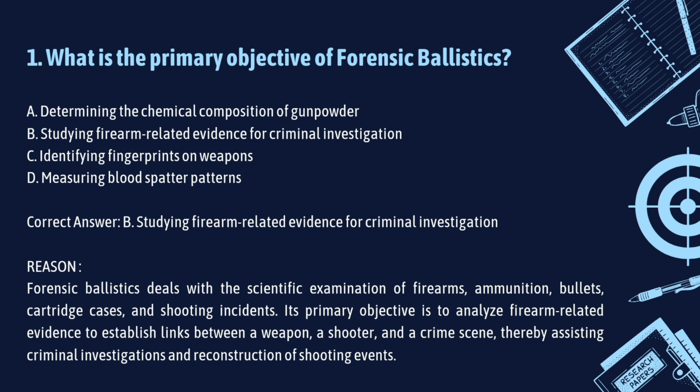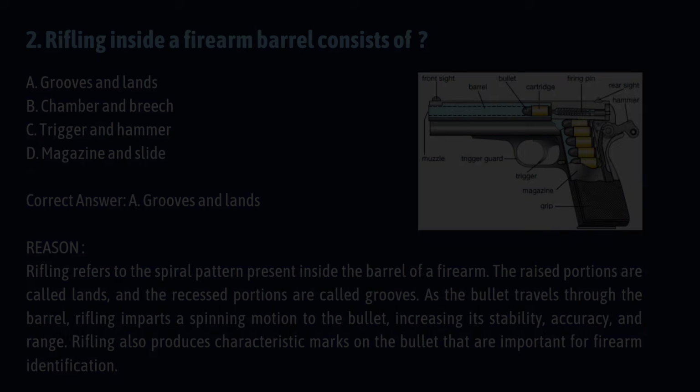Question number 1. What is the primary objective of forensic ballistics? So the correct answer is option B, studying firearm related evidence for criminal investigation. The reason is forensic ballistics deals with the scientific examination of firearms, ammunition, bullets, cartridge cases and shooting incidents. Its primary objective is to analyze firearm related evidence to establish links between a weapon, a shooter and a crime scene, thereby assisting criminal investigations and reconstruction of shooting events.